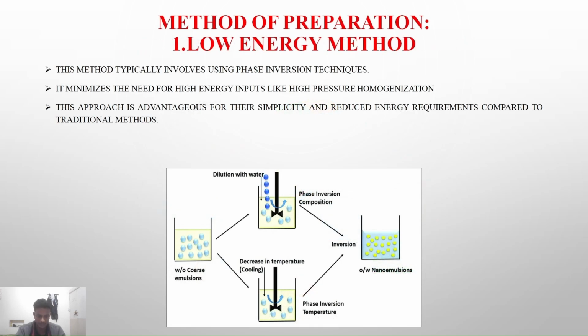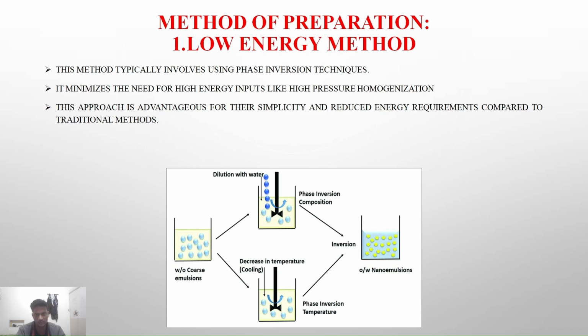So this experiment was generally based on the preparation of a nanoemulsion, and then it was sent to the lab for the characterization of polydispersity index and a few other parameters. So for the method of preparation, which method did we use? We used a low energy method of preparation.